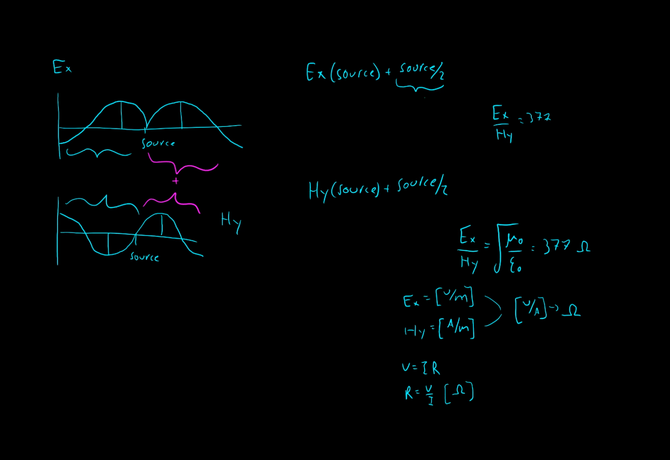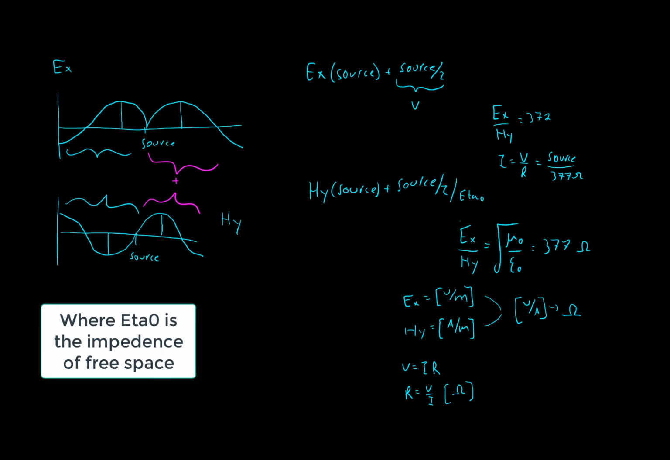Our source right now is in volts. We know that I is equal to V over R, which is equal to source over 377 ohms. So to make all of this work, we're going to have to do the source over 2 over eta naught. Now this will give us a one-way source. Let's try it.